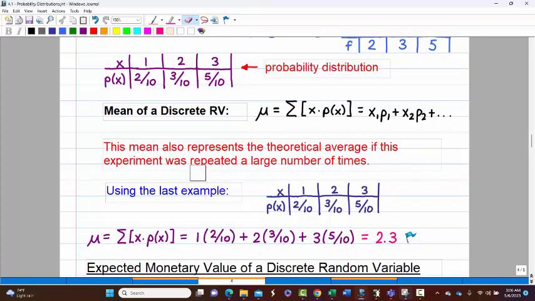We have 1 times 2 over 10, plus 2 times 3 over 10, plus 3 times 5 over 10. And the average would be 2.3. The mean would be 2.3.